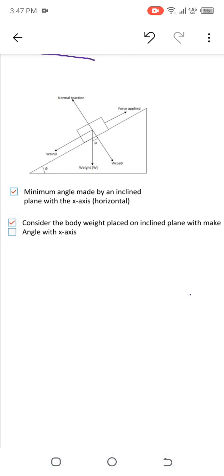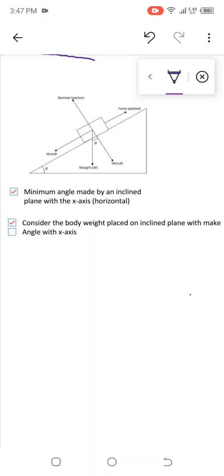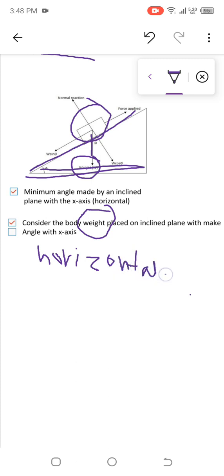What this means is that we have to consider one plane. We have to consider a body which has weight. Suppose here we have put the body. This body has the weight. After that, this body is placed on the inclined plane, and this inclined plane makes an angle with the x-axis, or horizontal. Fine.